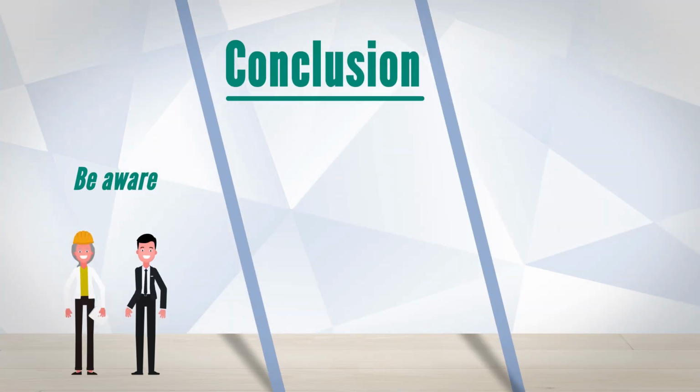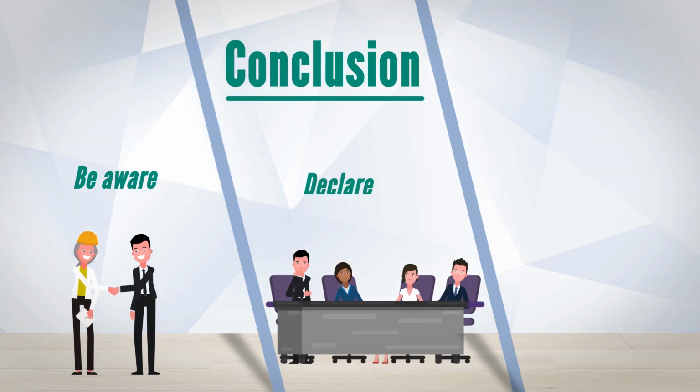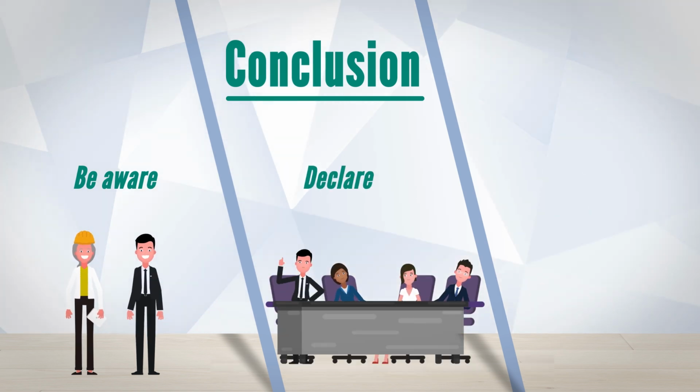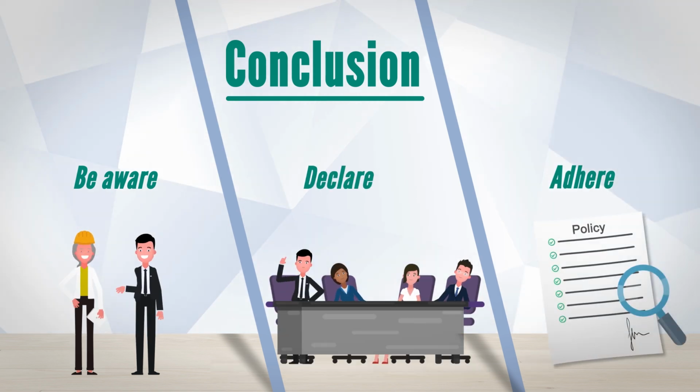Conflict of interest puts an association at risk of not acting in the best interests of the association and its members. Directors should declare all real and perceived conflicts and excuse themselves from decision-making.